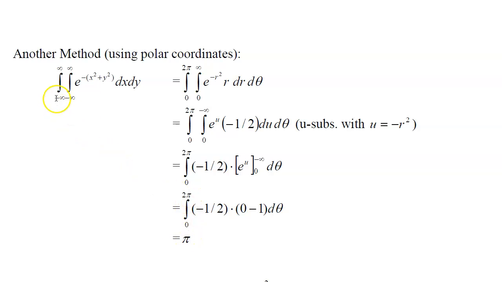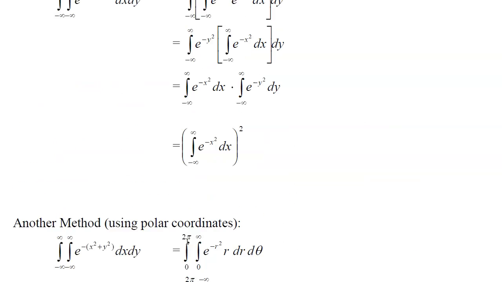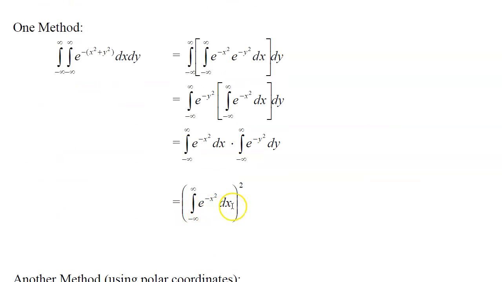So what's really interesting is we calculated this double integral two ways. One way, we got the actual answer to be pi. Okay, that total volume underneath that surface was pi. Another way of calculating, though, we got that it was equal to this.